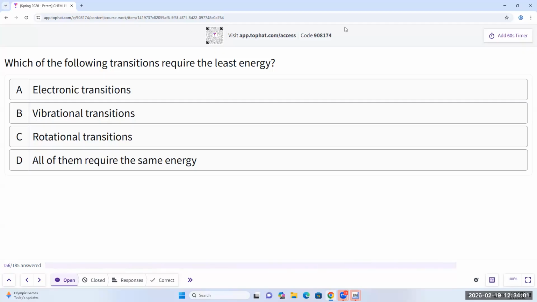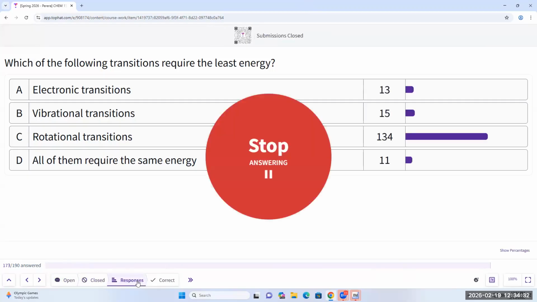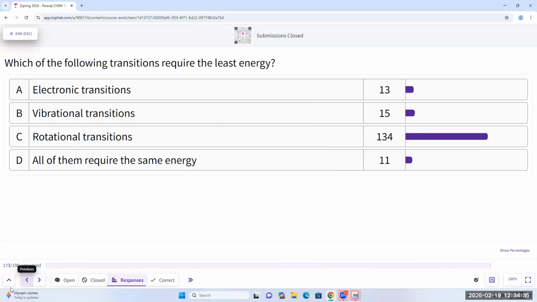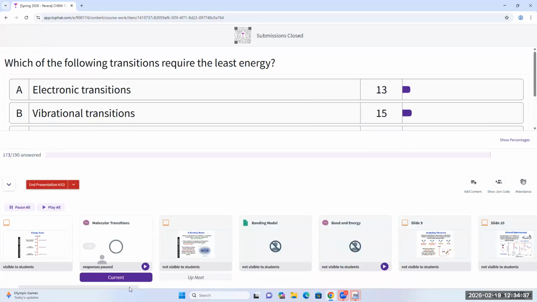Did I ask for the lowest or the highest? Oh, least energy. Okay. I might have messed up too because I came up with that pretty fast. That's okay. All right. So I'm going to close this question now, but I will come back to this in about 5 minutes. And these are our responses, which is pretty good. Yeah, let's talk about this.